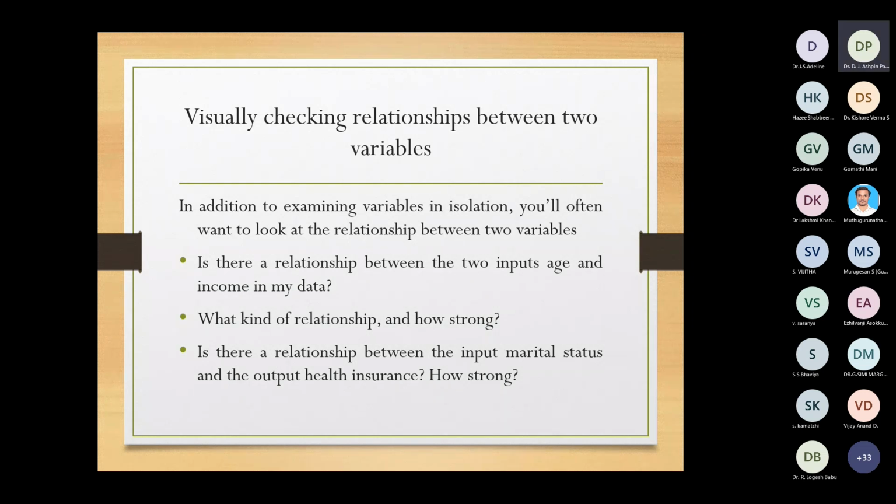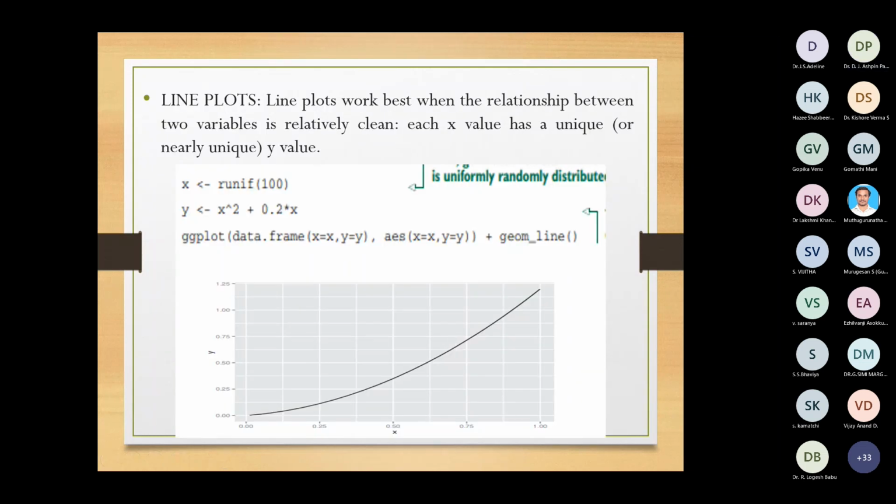And when you want to see the relationship between two variables, you can do so by using different visualization tools. First one is the line plot. This line plot works based on the relationship between the two variables. So an X variable has a unique Y variable. Here you can see the relationship between the dependent and the independent variable. It shows how the value of Y is varying with the X value.